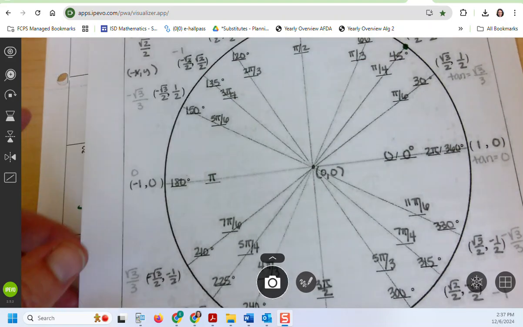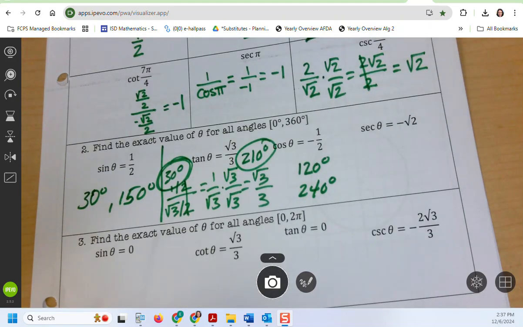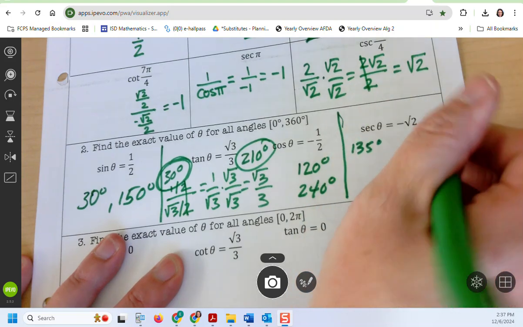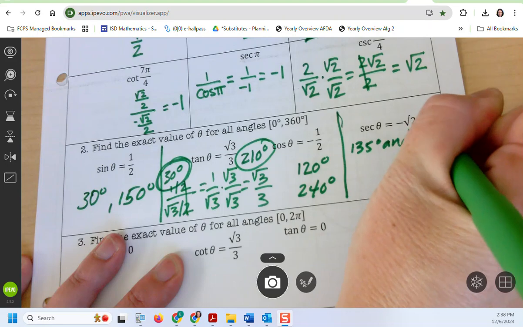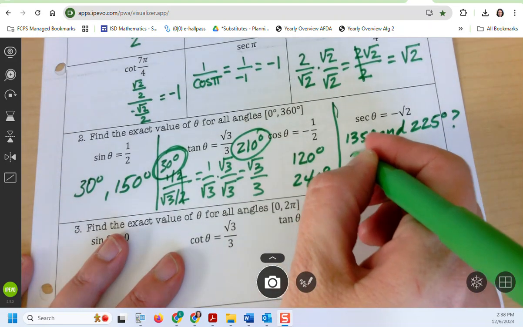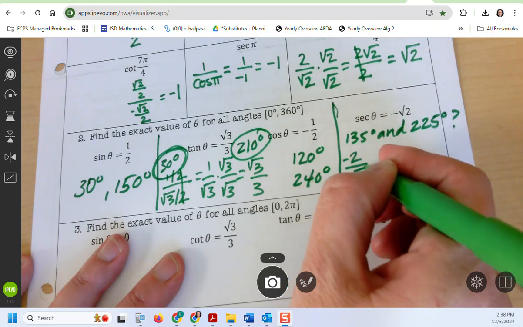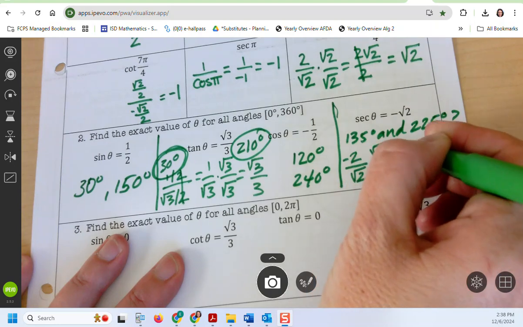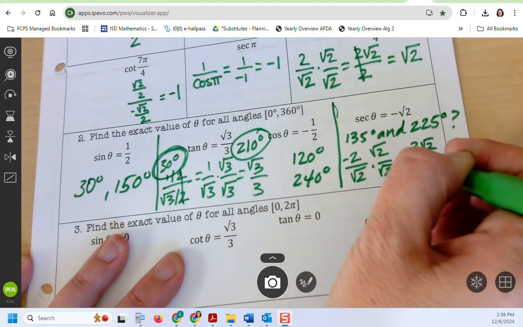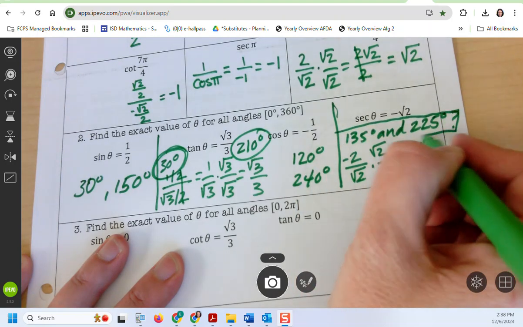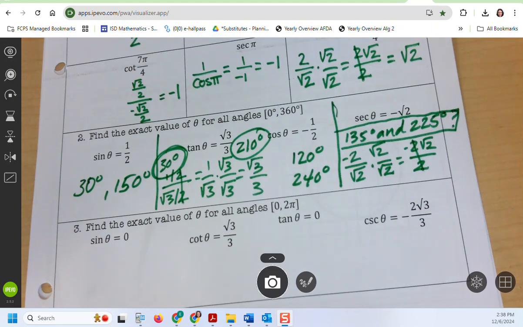The reciprocal of negative root 2 over 2. So my guess is 135 degrees and 225. I'm going to check it though. Maybe it's that. Reciprocal is going to be negative 2 over root 2. Rationalize. Negative 2 root 2 over 2 and cancel. And it does give me negative root 2, so that means my guess was right. So just a little bit of guess and check with that.